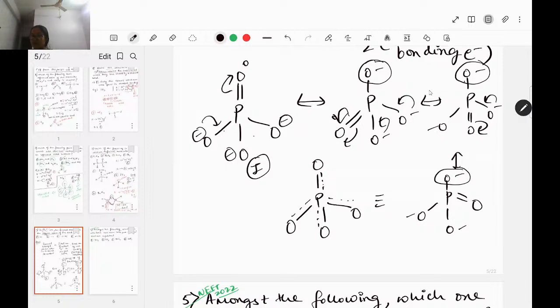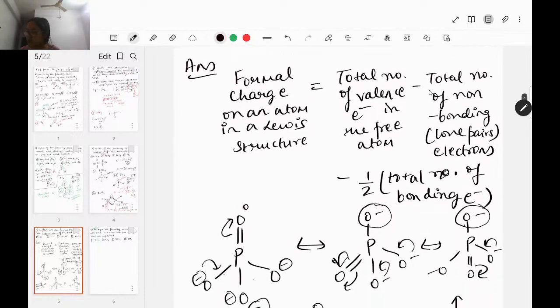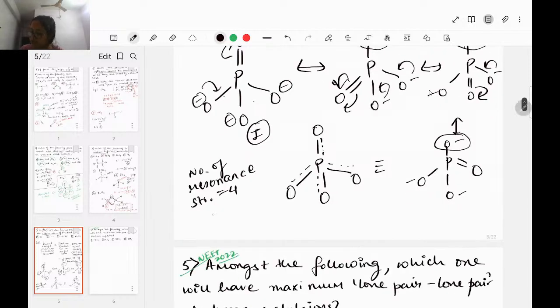So how to find out the formal charge? What over here will we do exactly? We will try to find out the average formal charge. What is the average formal charge? There are 4 resonance structures. The number of resonance structures is 4. But what is the total charge? So let us calculate the total charge.